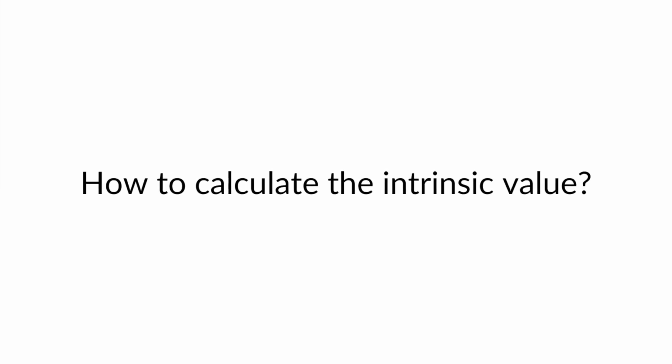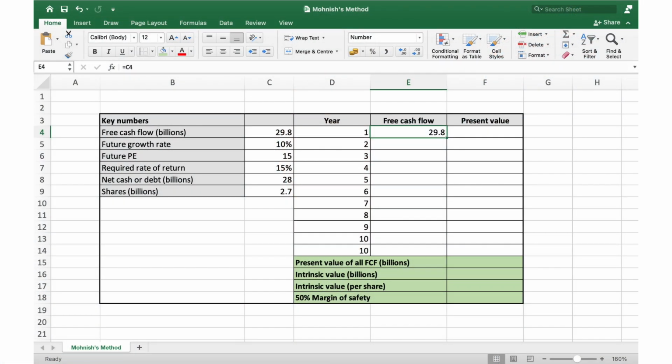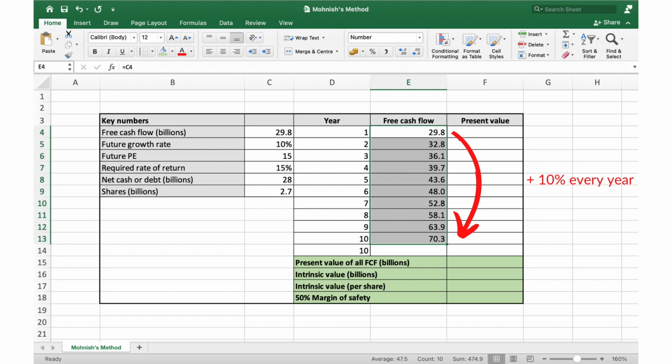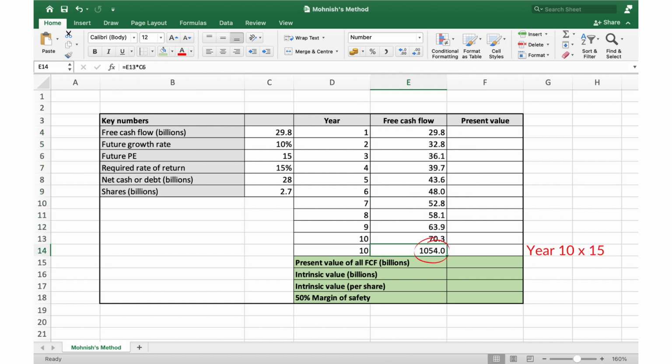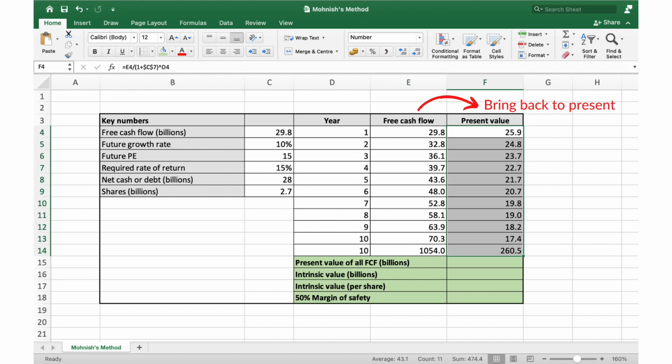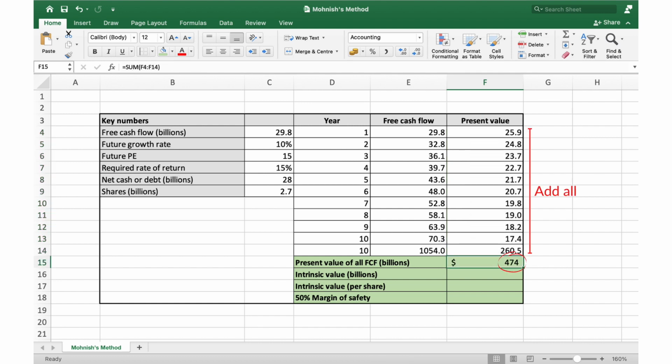Now that we have the 6 numbers, let's put it into Excel and walk through each step. By the way, you can download this free Excel in the description below. First, we grow the free cash flow by 10% for 10 years. At year 10, we multiply the free cash flow with the future PE of 15. We bring each of these numbers back to present by discounting 15% before adding it together.